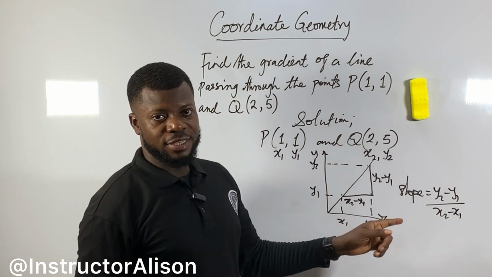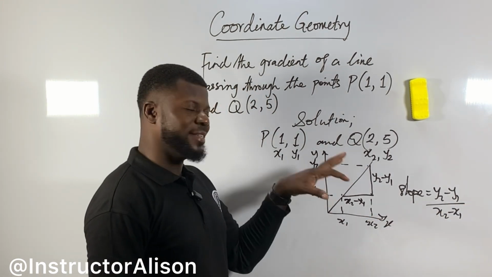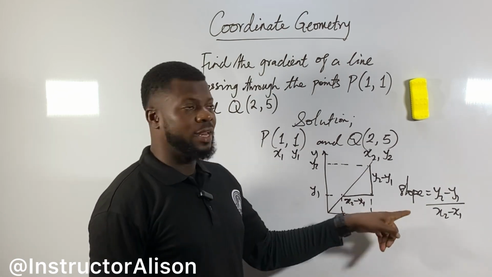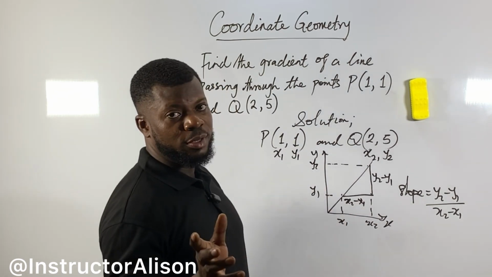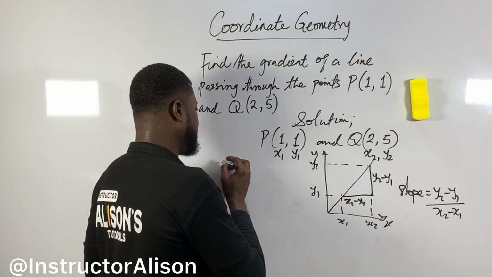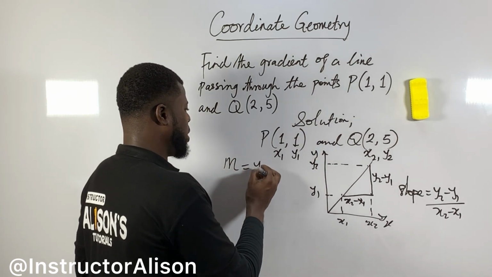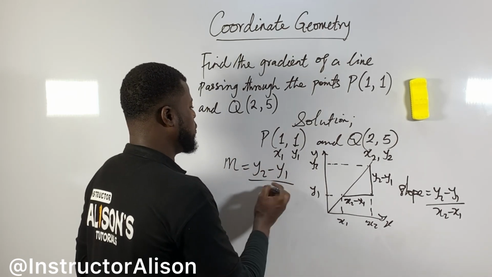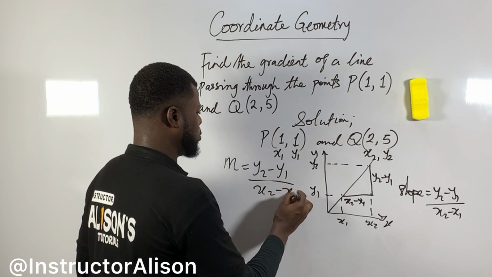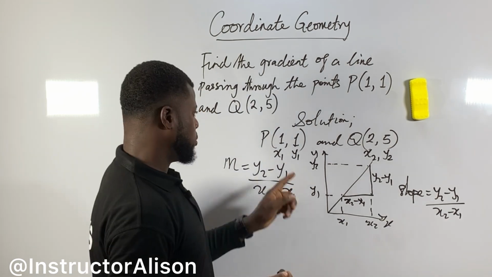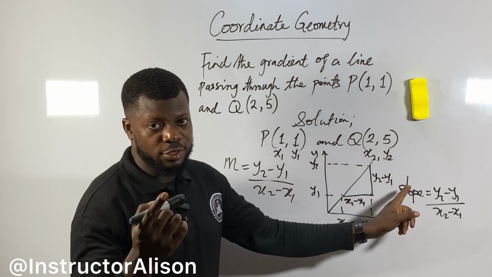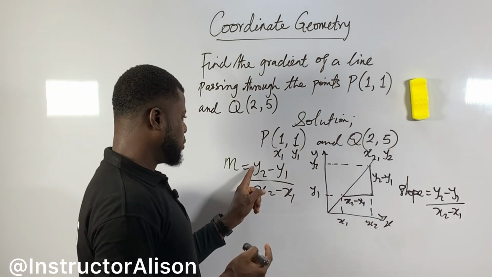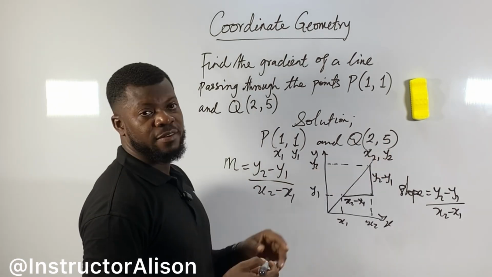You do this in physics, right? So the gradient, if you use a symbol, the letter that represents it is m. So m equals y2 minus y1 over x2 minus x1. Now, where will this be useful? What will be your y2? Here it is 5.